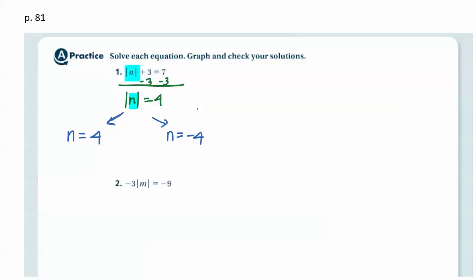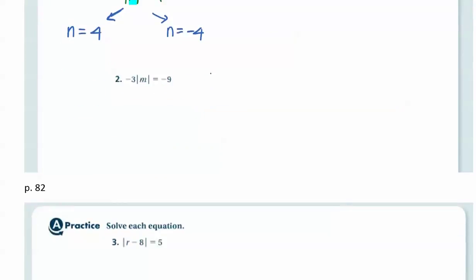All right, let's look at the second one. The second one says -3 times the absolute value of m. Remember, you cannot multiply these two things. You're not allowed to distribute, you're not allowed to multiply in. Distribution will work sometimes, but not all the time. So I'm just going to tell you, don't distribute, okay?